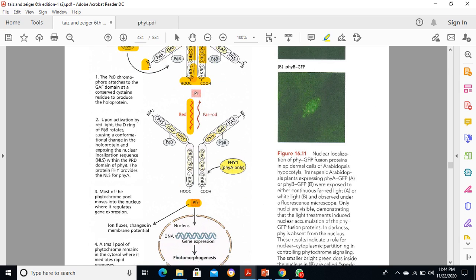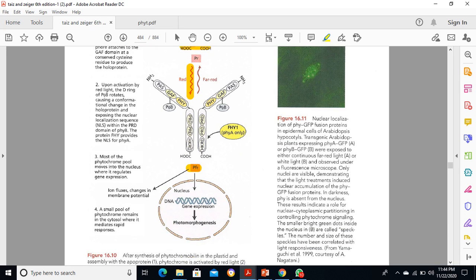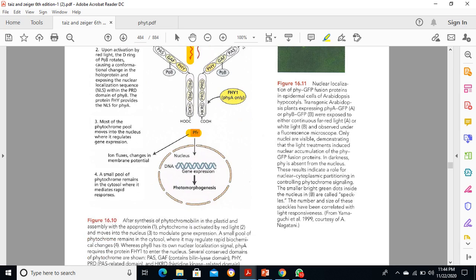Okay, so when they absorb red light, this PRD domain is exposed. So there is a conformation change here. So they will move into the nucleus and they will transcribe certain genes. What type of genes? Photomorphogenesis response.